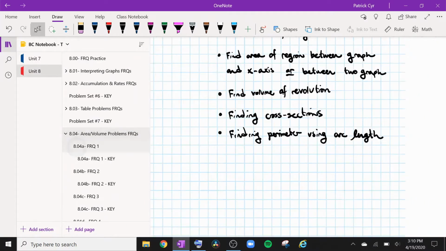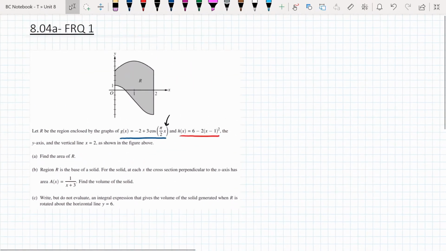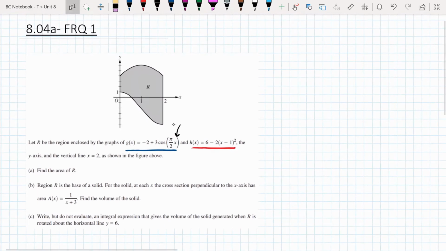So FRQ number 1. Here we have a situation where we have two functions that are graphed on this coordinate plane here. And the idea is we have one function g of x, and the second function is h of x. Before we do anything, let's just determine which function is which. The way we're going to approach this is to determine which function is which by using the y-intercept. So what I'm going to do for each of these functions is plug in x equals 0.